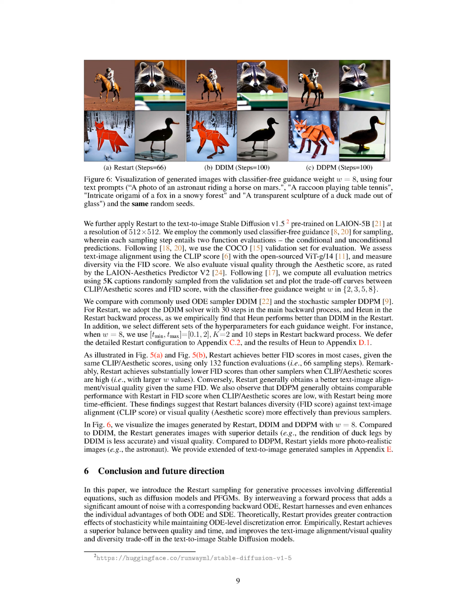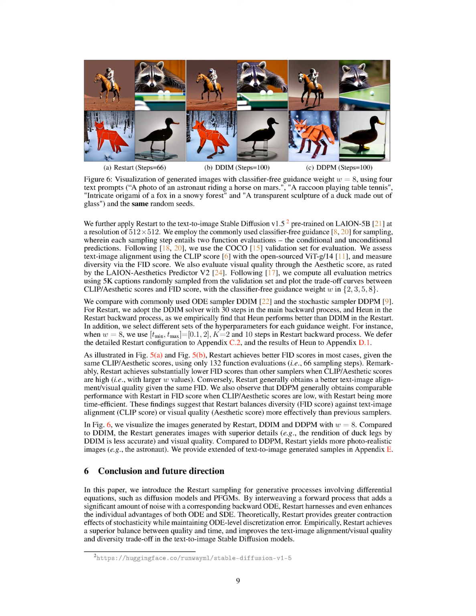We compared our approach with the conventional ODE sampler DDIM and the stochastic sampler DDPM. For restart, we used the DDIM solver with 30 steps in the main backward process and the Heun method for the restart backward process. We found the Heun method outperformed DDIM for the restart process. We also used different sets of hyperparameters for each guidance weight. For example, when the guidance weight was 8, we set the minimum and maximum time values, T_min and T_max, to 0.1 and 2 respectively, with K equal to 2 and 10 steps in the restart backward process. We have provided the detailed configuration of restart and results of the Heun method in the appendix.